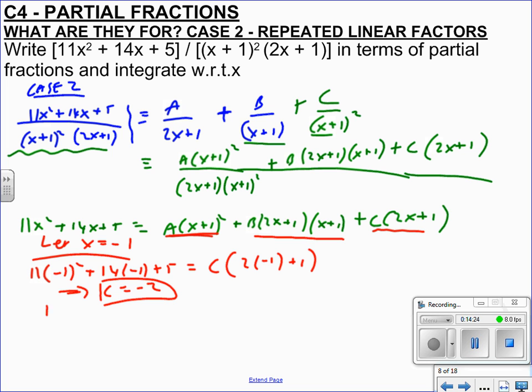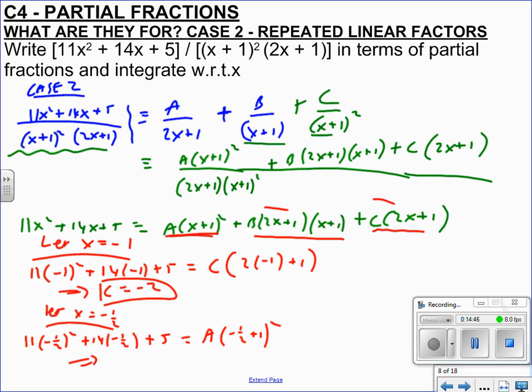Done. Let's get rid of the second set then. So if I want to make one of the brackets equal 0, let x be minus a half. That will get rid of this and this. So therefore 11 times minus a half squared plus 14 times minus a half plus 5 is the same as A times minus a half plus 1 all squared. So here we go, use that answer button then. So minus 0.5 equals 11 answer squared plus 14 answer plus 5. So that's 3 by 4, the same as a half squared, so that's A by 4, and therefore A must be 3 in order for that to work.